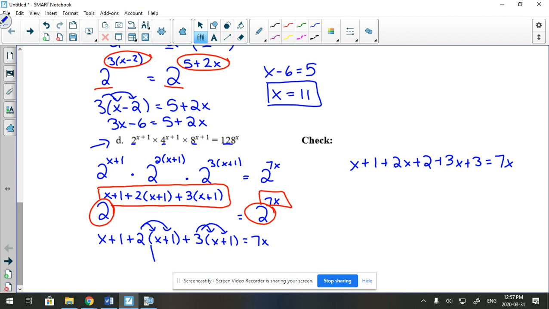I have an x plus 2x plus 3x is a 6x, and I have a 1 plus 2 plus 3, which is a 6. And now I'm going to minus 6x from both sides, and I can see my x equals 6. And again, you can plug it in and check your answer to see if you did it correctly. Okay, let's do a couple more.